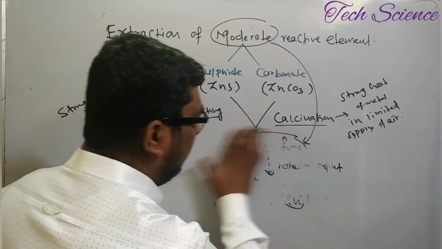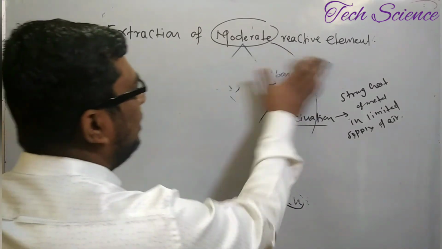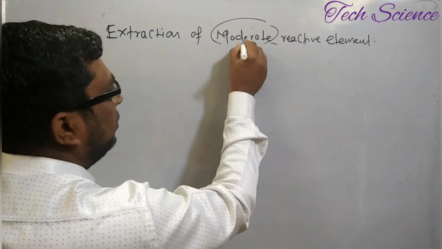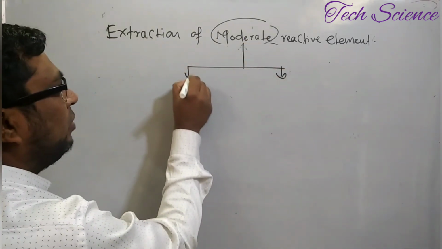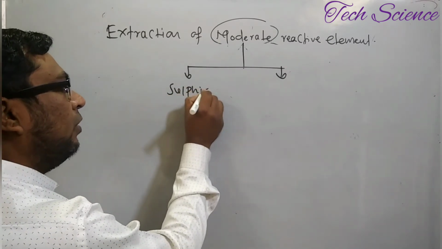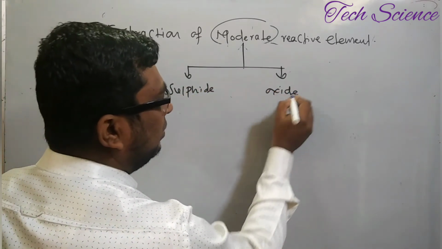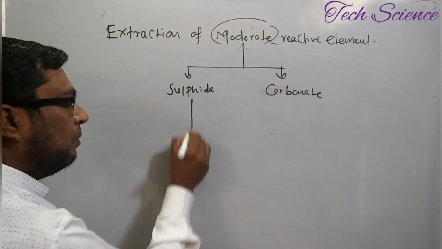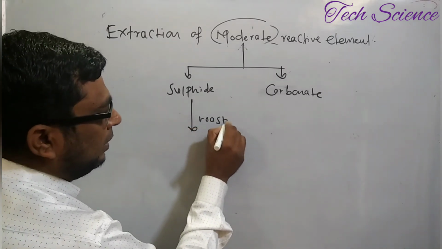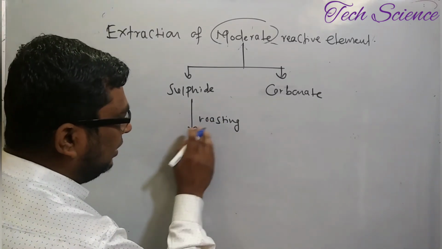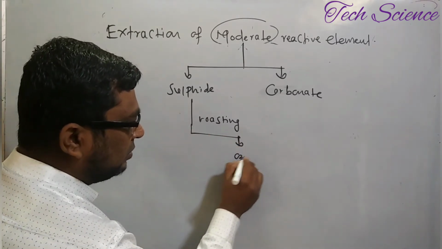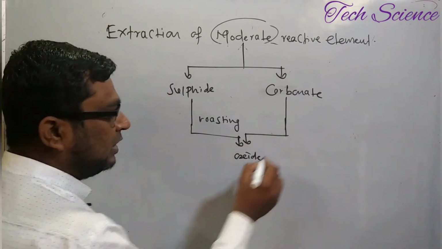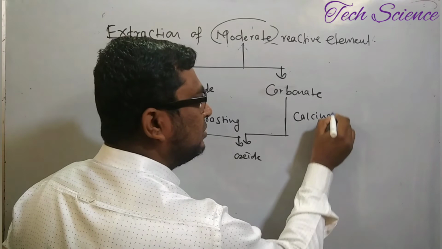Suppose I have to summarize this complete point in a very simple manner, so we can prepare a chart. Observe here. This is the moderately reactive element, either in sulfide form or carbonate form. Now apply the process of roasting here and convert it into the zinc oxide form. As well as when it is in carbonate form, again you have to convert it to the oxide form with the help of the calcination process.